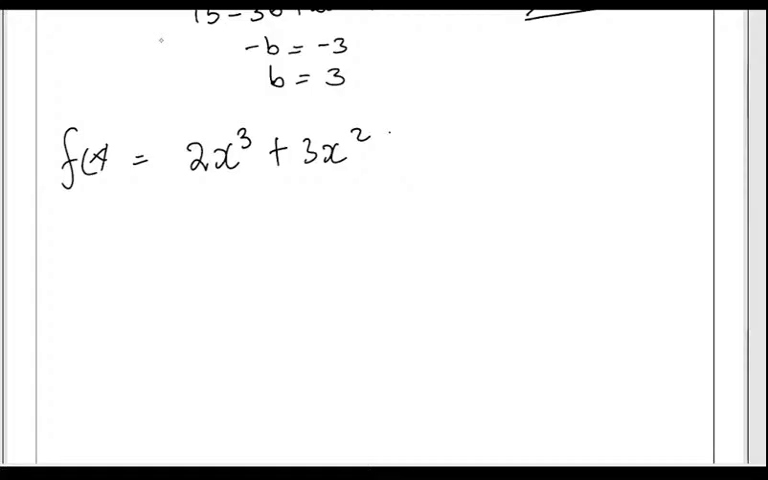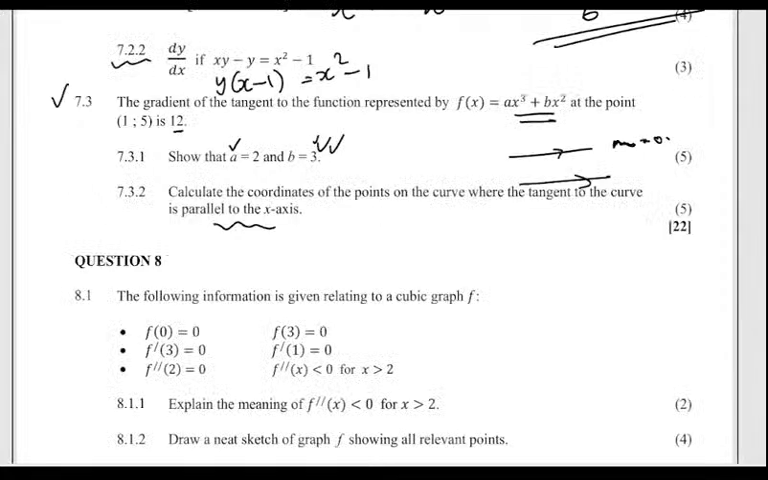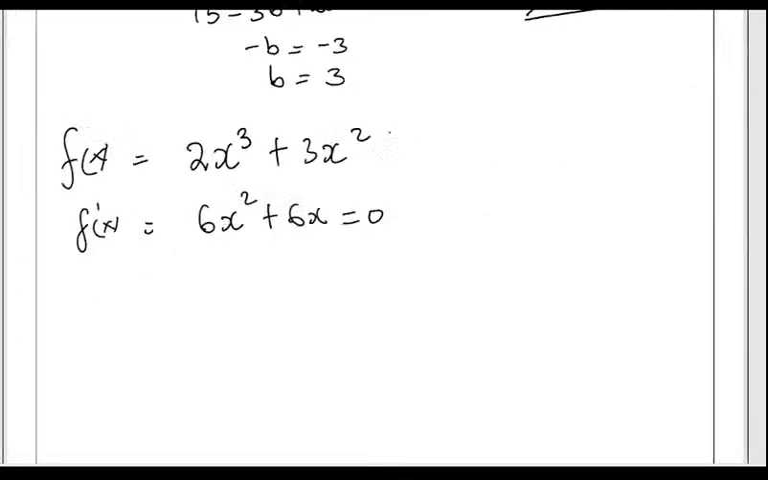Then I can substitute, or I can find the first derivative. I don't know why I didn't substitute the first derivative. It is 6x squared plus 6x. Just equate this to 0, because they asked for the coordinates of the points where the tangents to the curve will be parallel. If it's parallel, that means the gradient is 0 at that point. Okay, so equate it to 0.